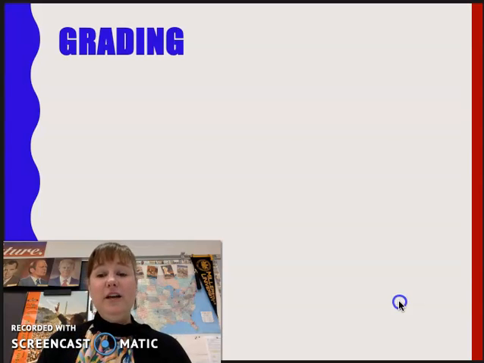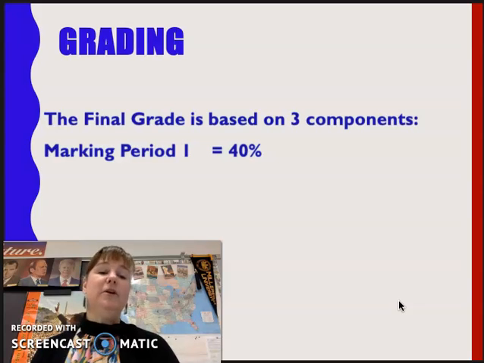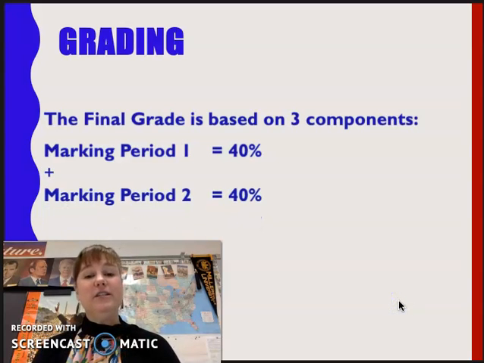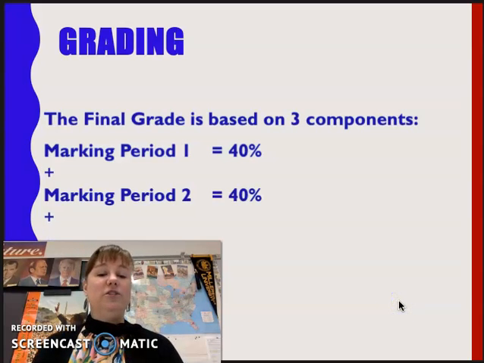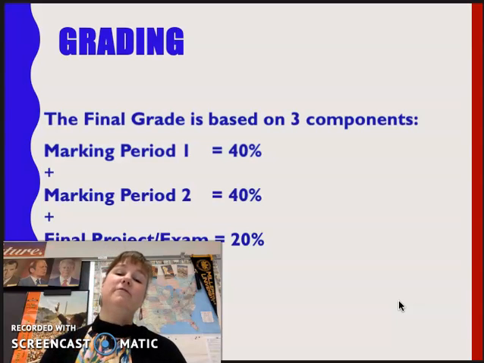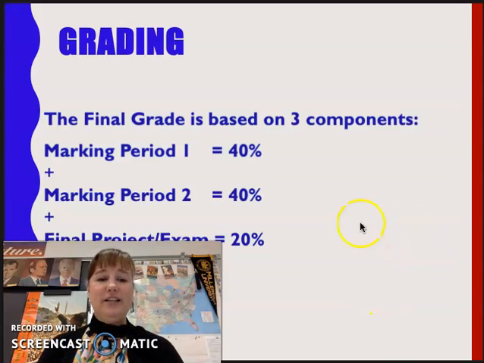In terms of grading, the final grade for this class is based on 3 components. There's the marking period grades. Marking period 1 and marking period 2 are each 40% of the grade, and then there is also a final project and final exam that are worth 20%. The final project is a written essay. The final exam is a cumulative exam that covers everything going back to the very first week of school. So that is how the grade breaks down.